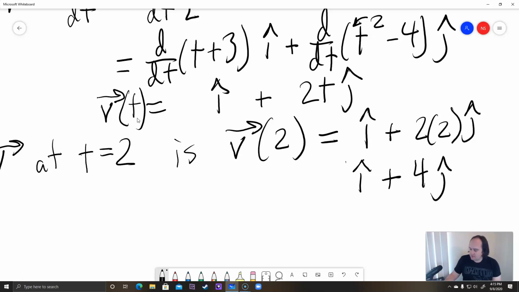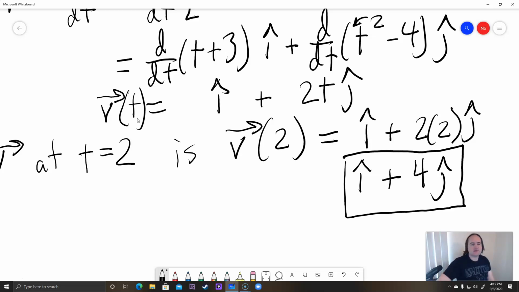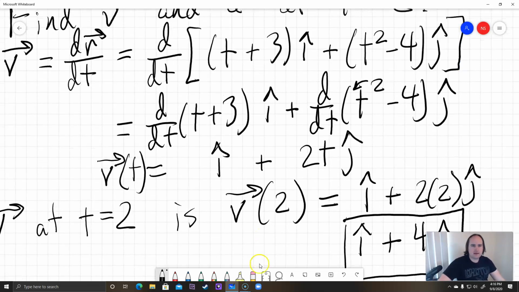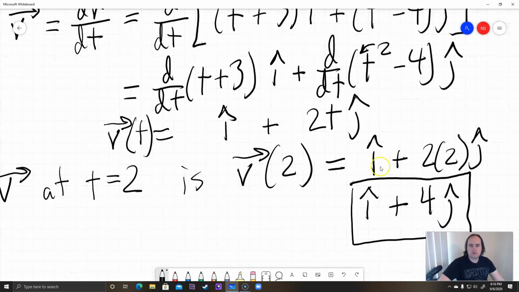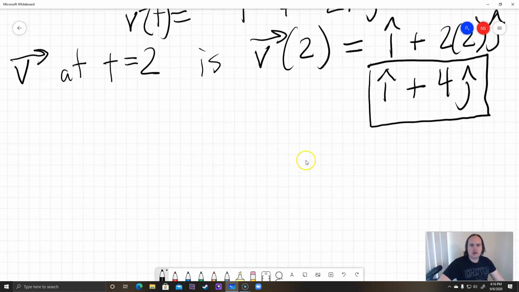Okay, so i plus 4j is our answer. So that's our velocity at time equals 2. Okay, so that's basically the speed of the particle as well as the direction of that speed. Okay, and then the last thing we need to find is the acceleration, and then we need to plug in t equals 2. But we already have the velocity.